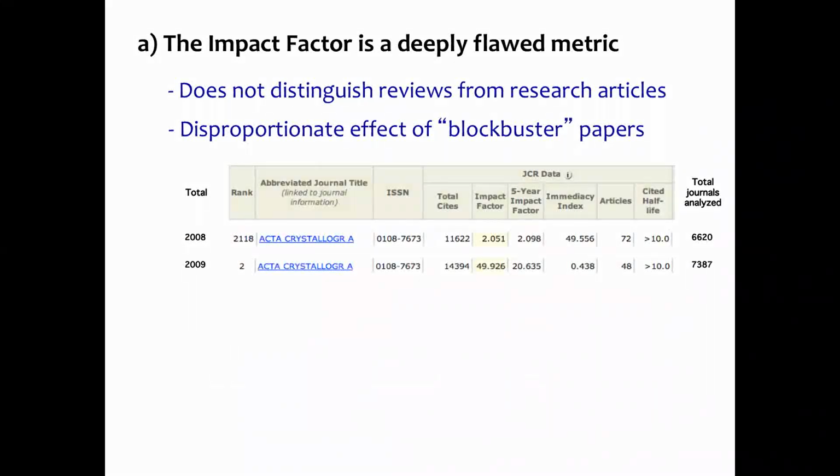The second thing is that there's a really disproportionate effect of blockbuster papers. This is why I chose 2010 in my little quiz, because these are the data from 2008, 2009 from Acta A, that journal that was number 2 in the 2010 impact factor, out of a total of 7,387 journals. The previous year, its impact factor was 2.051. So what happened to make it jump? Its impact factor went from 2 to 50.